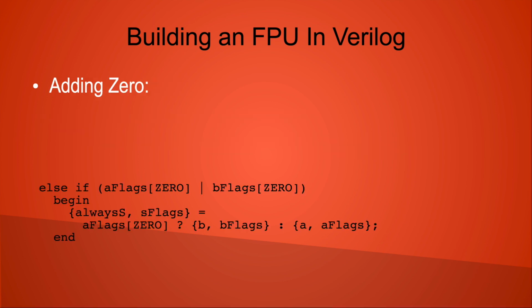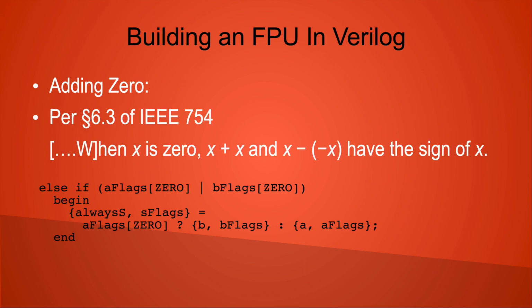The next case is if one or both of the operands are 0. Per section 6.3 of the IEEE 754 specification, when x is 0, x plus x or x minus negative x have the sign of x.